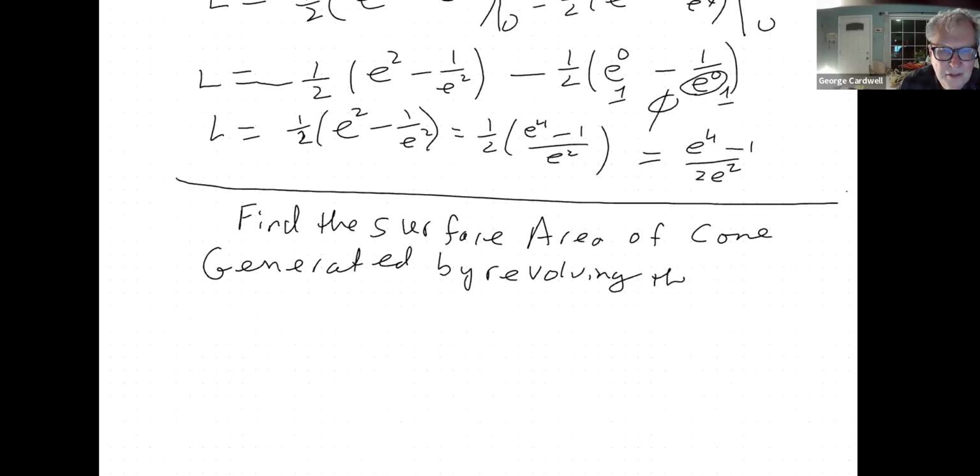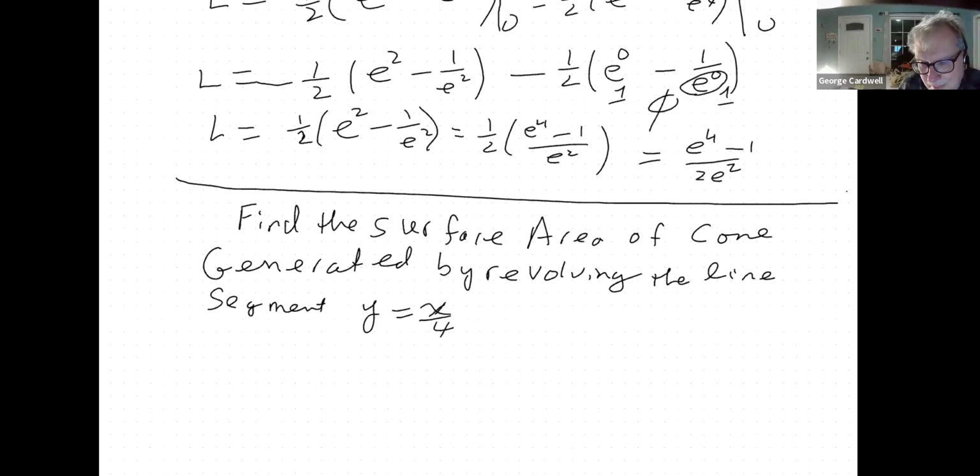The line segment y equals x over 4. Make sure I got that right. X over 2. If I want to be consistent with it, you could do x over 4, but it's an exercise in the book, so x over 2.